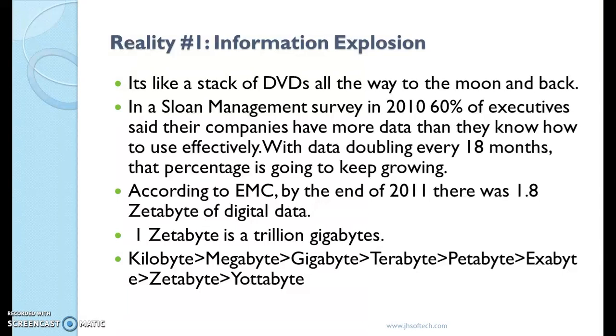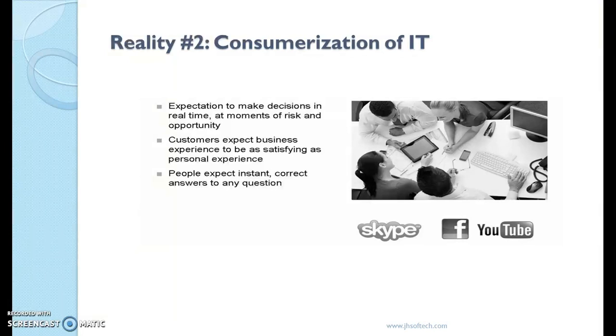And how much data do we have? One zettabyte is almost a trillion gigabytes. That much data, and it is now almost 10 times more. Here we are looking at how much a zettabyte is: kilobyte, megabyte, gigabyte, terabyte, petabyte, exabyte, zettabyte, and yottabyte. These are the various measures for measuring data.